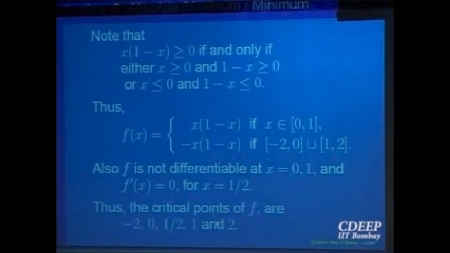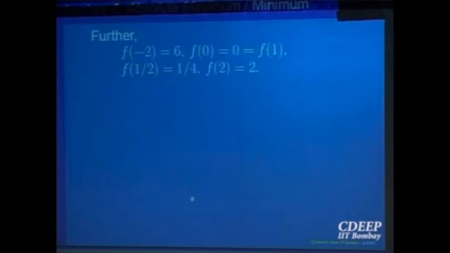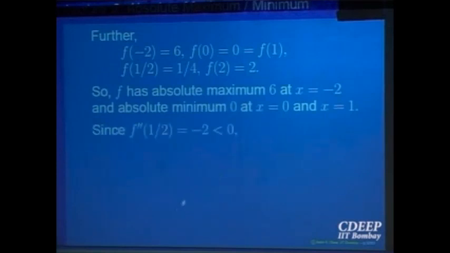So these are the, I think there is something wrong here probably. Anyway, maybe an arithmetical mistake. But the process is: points of non-differentiability, points where the derivative is equal to 0, find the values at those points and say which is the absolute maximum and absolute minimum.